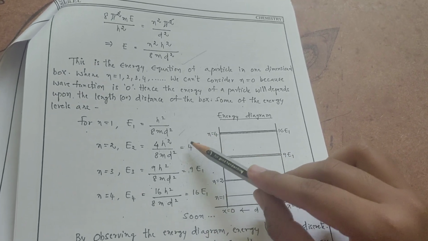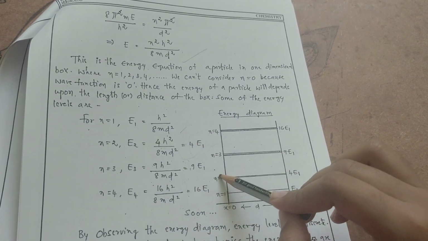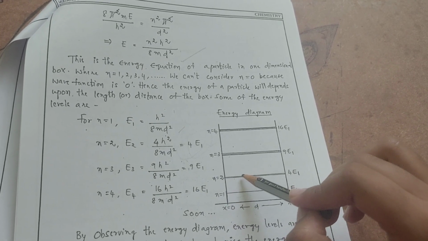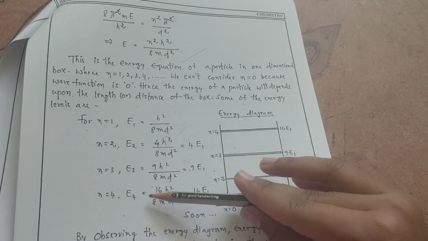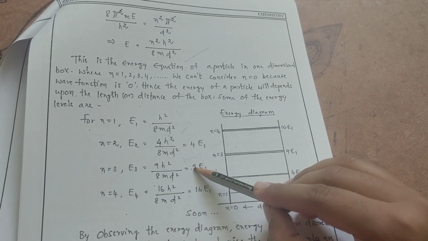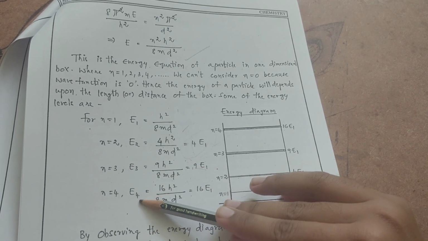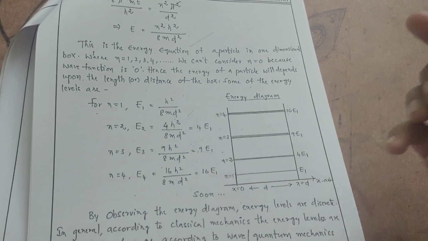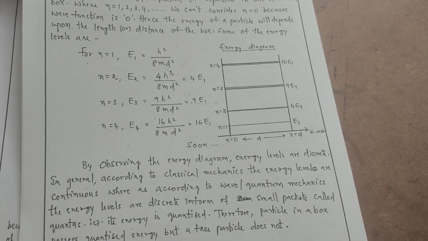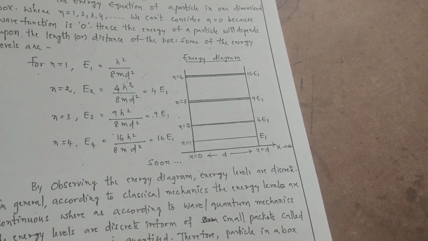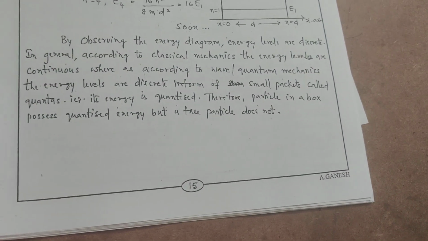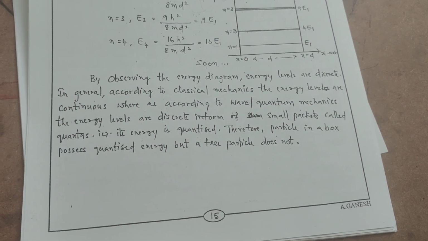So for E1, in n equal to 2 we are going to draw the lines. You can see here, when n is equal to 3 we are going to get 9 E1, and in n equal to 4 we are going to get 16 E1. We can do it for n equal to 5, 6, 7, 8 and so on, but we don't have that much time now, so I am continuing by observing the energy diagram.